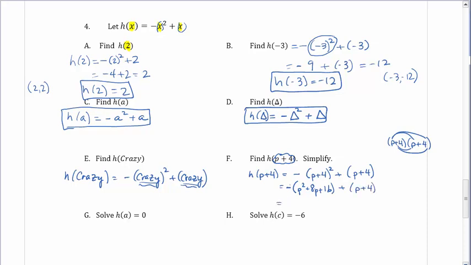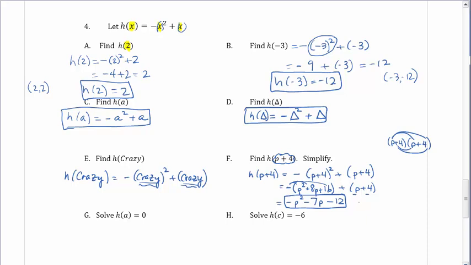And if I distribute this negative and combine my like terms over here, I'm going to get negative p squared minus 7p minus 12. So that's the simplified version of it. Again, you need to distribute and combine your like terms, but that's what you should end up with.